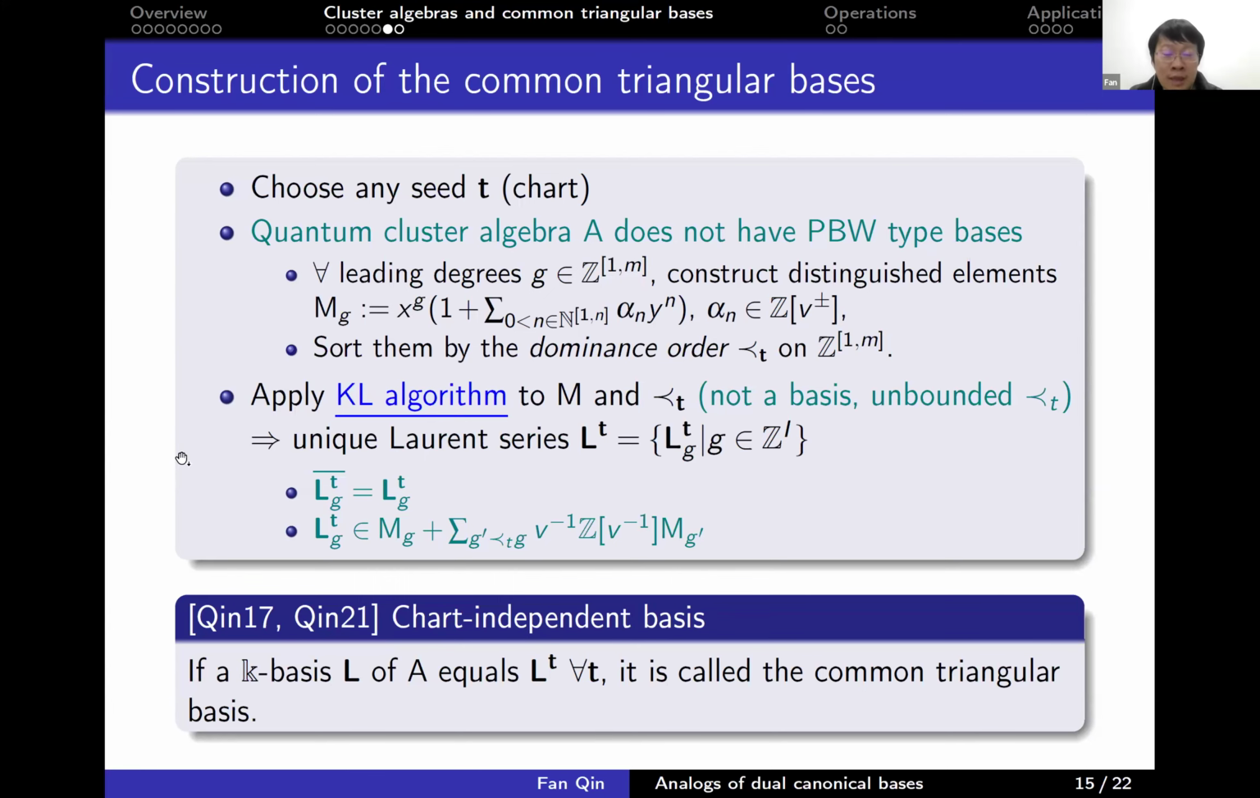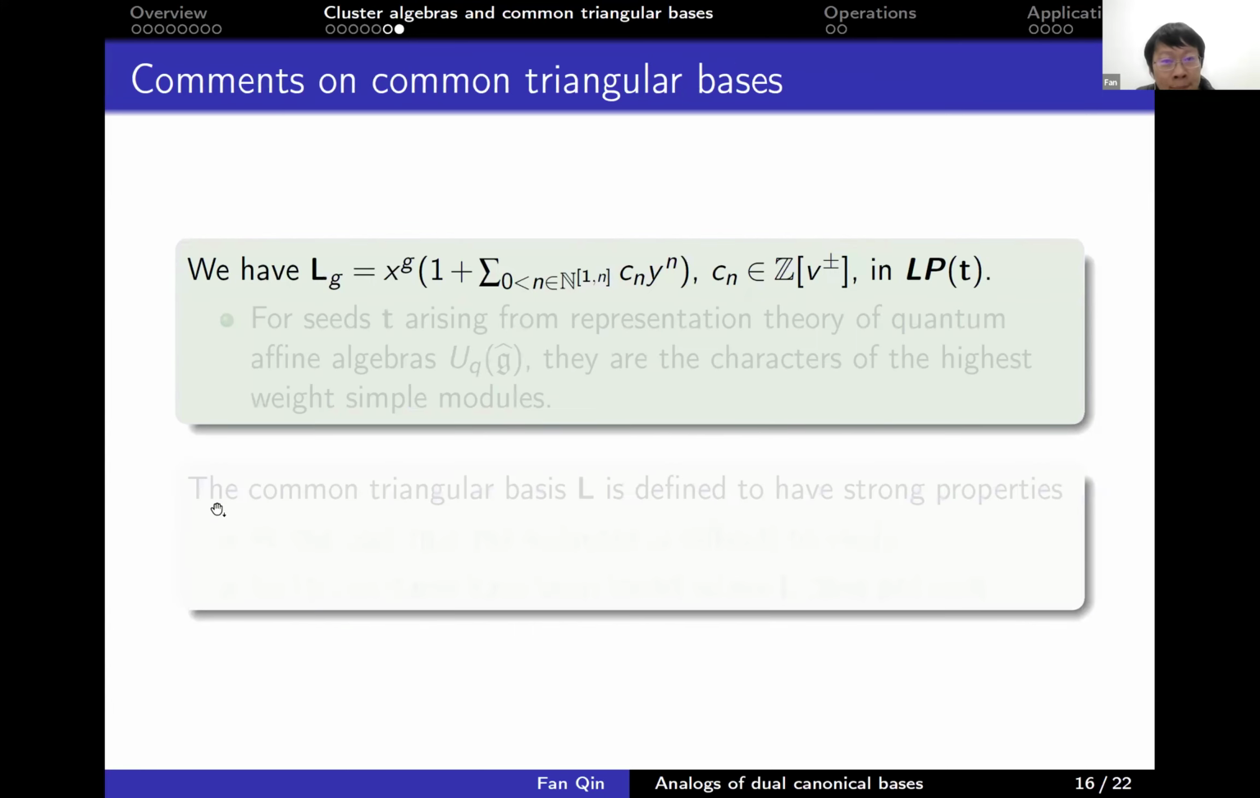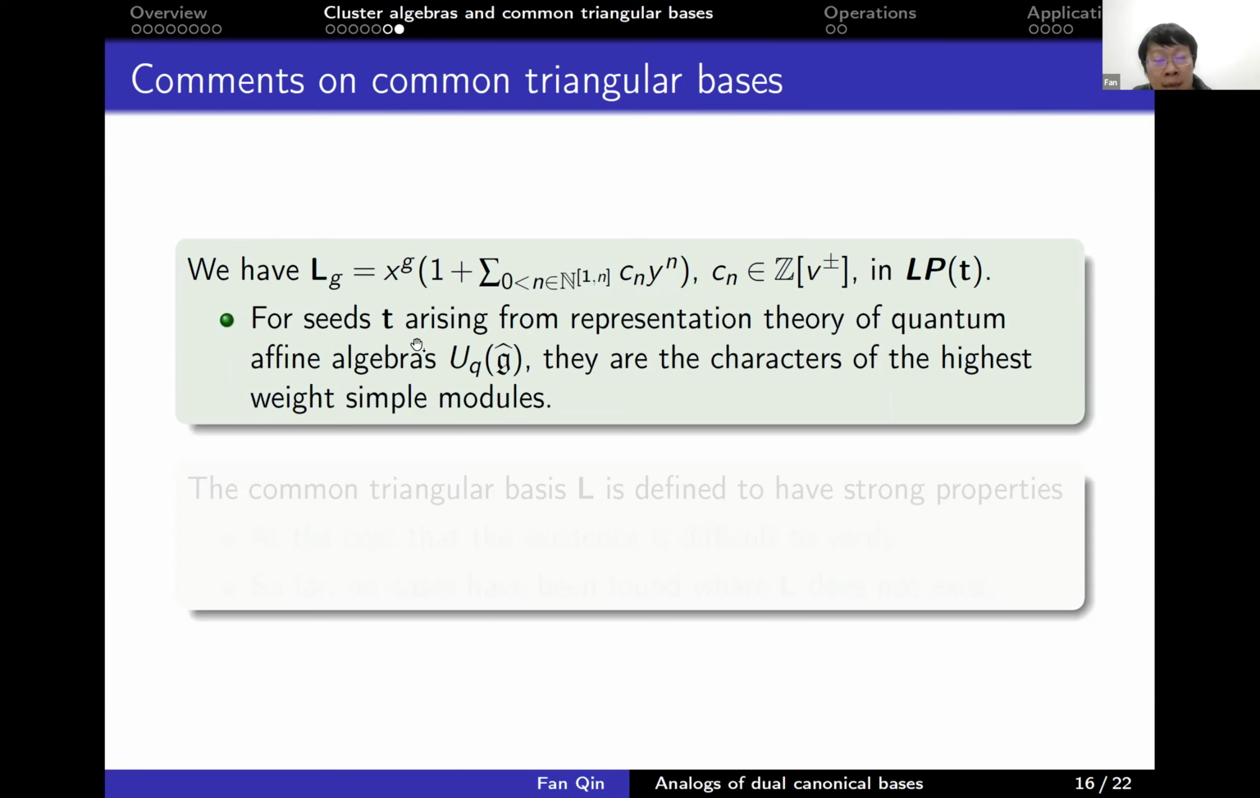So this is a very strong definition and a very optimistic one. And in the end, you will always get some Laurent series of this form. So you have a leading term, x to the power of g, followed by series in the y's. And I want to say that this looks very much like the characters of highest weight modules, where g gives you the highest weight, and the c_n look like the dimensions of the weight spaces. And actually, this is true.